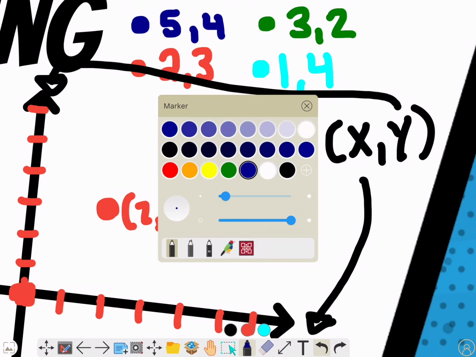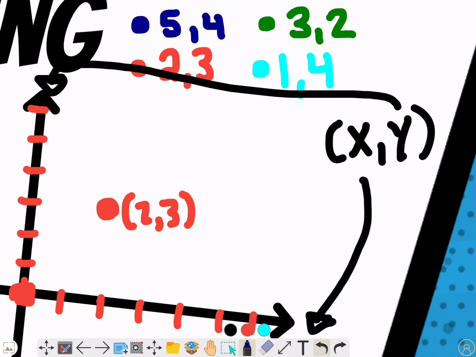Our blue dot, (5, 4), we go over 5. 1, 2, 3, 4, 5, and we go up 4. 1, 2, 3, 4, and whenever they kind of meet, which is about right here, just try to get as close as you can get. That would be over 5 and up 4.